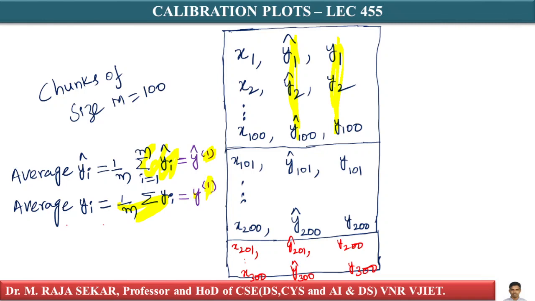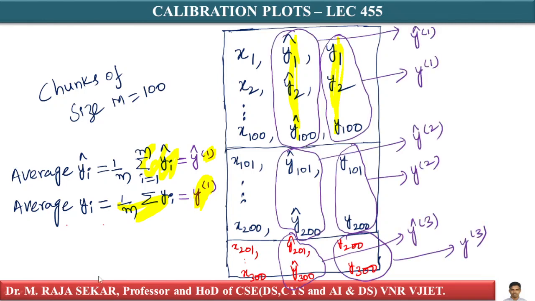That is, this one indicates the first chunk's average of y's. This is the average of y's in the first chunk. Similarly, I compute the average for the second chunk, isn't it? Just see how I can calculate it. This is for the second chunk.